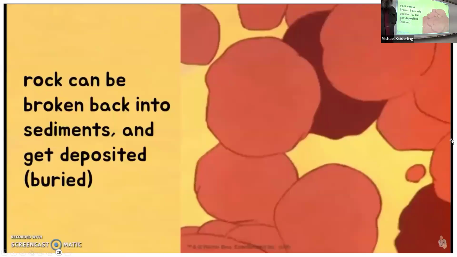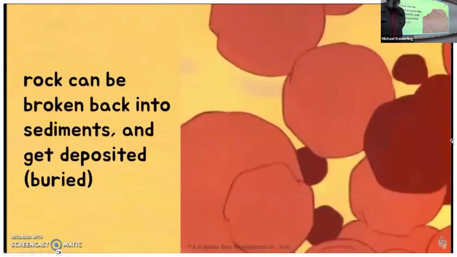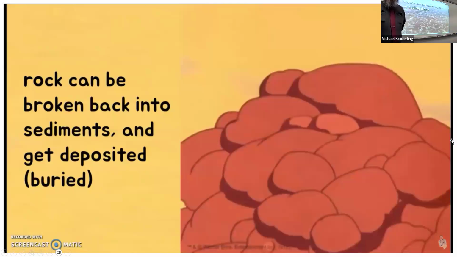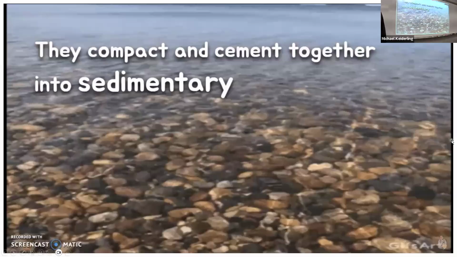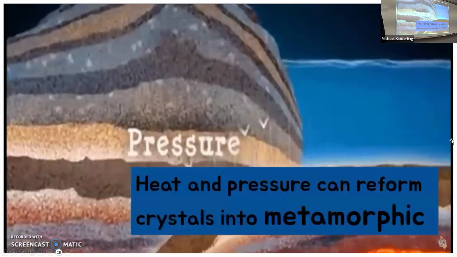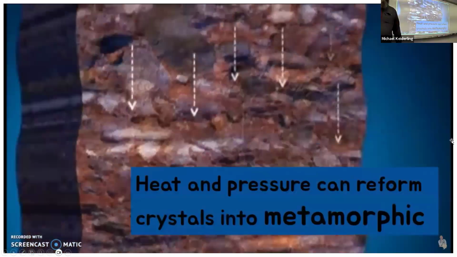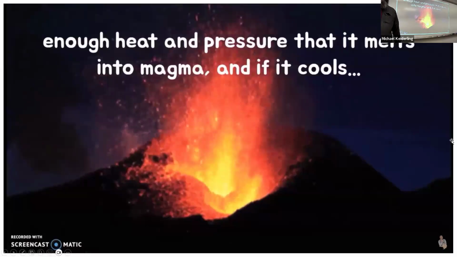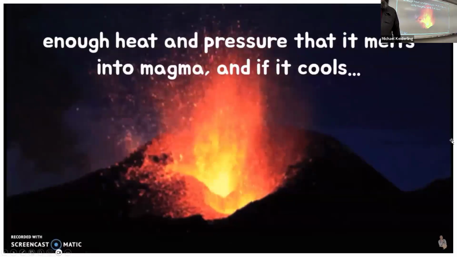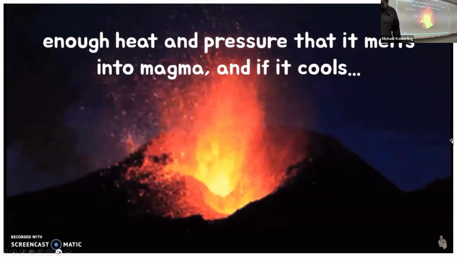Those rocks can be broken into sediments and eventually they get deposited and buried. They then compact and cement together into sedimentary rocks. Eventually you have layers that build up, and through heat and pressure, the crystals reform into metamorphic rock. With enough heat and pressure on the metamorphic rock, it can then melt back into magma, and if it cools, well then you start the process over again with igneous rock.